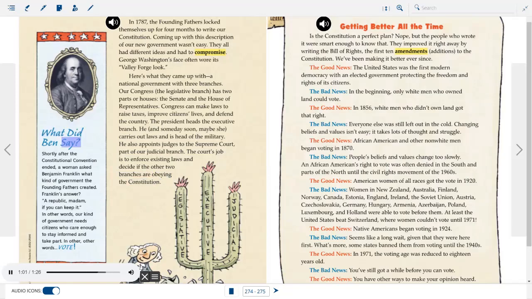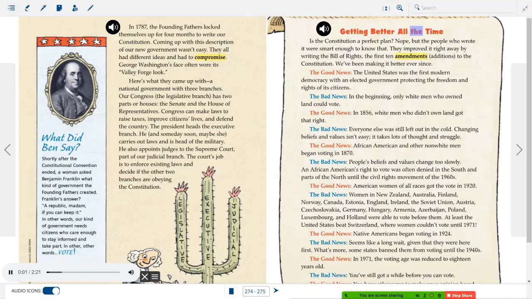What did Ben say? Shortly after the Constitutional Convention ended, a woman asked Benjamin Franklin what kind of government the Founding Fathers created. Franklin's answer? A republic, madam, if you can keep it. In other words, our kind of government needs citizens who care enough to stay informed and take part. In other words, vote.